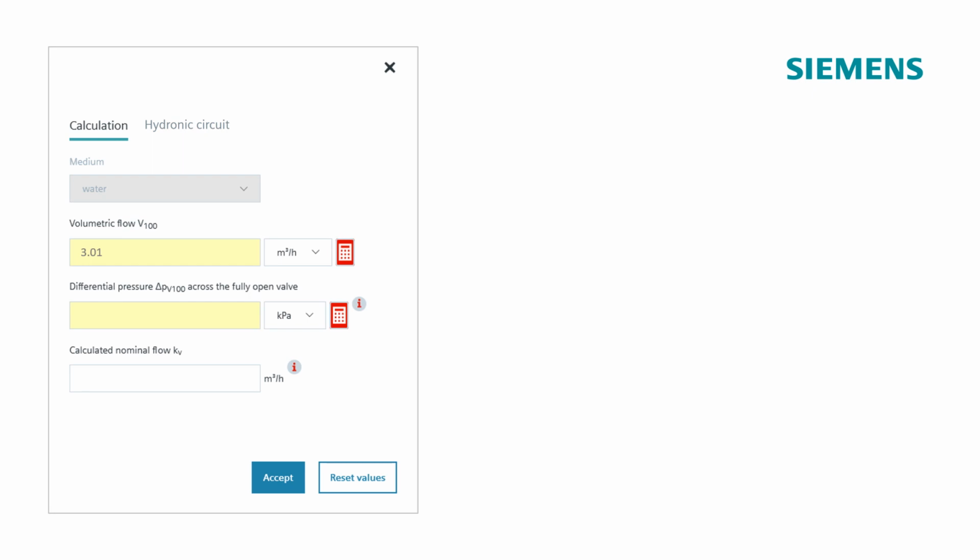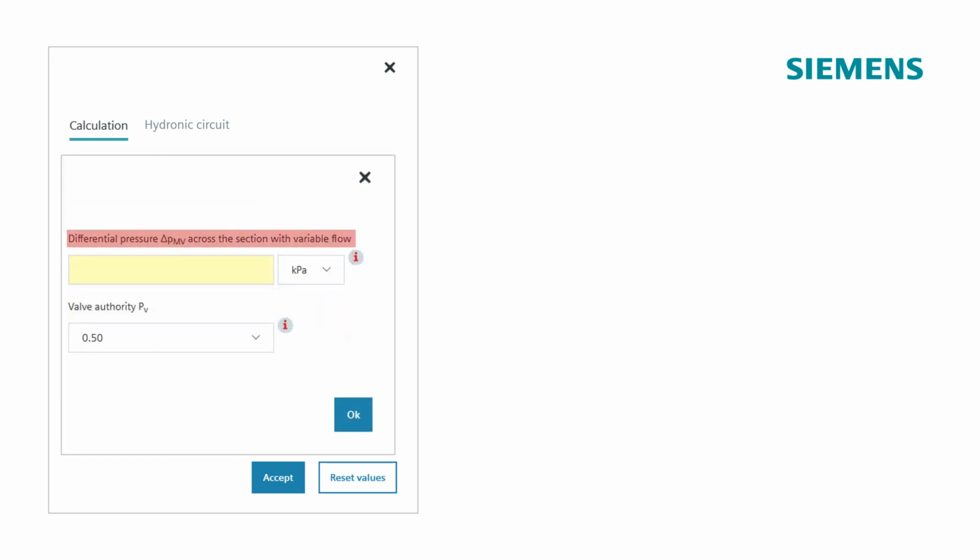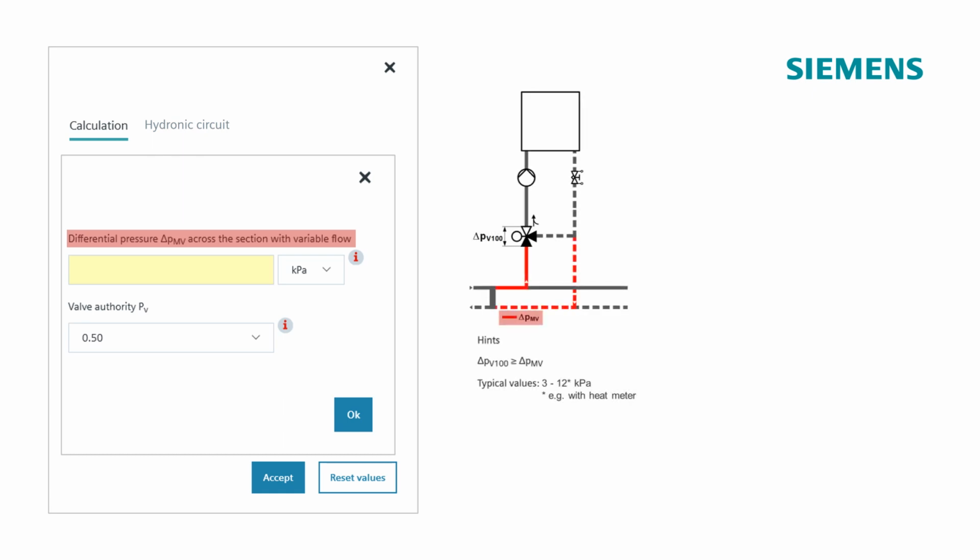Now it needs to be considered which resistance, delta PV100, the control valve must bring into the plant to achieve good controllability. Click on the calculator symbol to enter the required detail information. First, the pressure difference, delta PMV, in the piping sections with variable flow must be determined. Here once again the plant schematic, with the variable flow piping sections marked in red. For the example, an experience value of 3 kPa is applied.